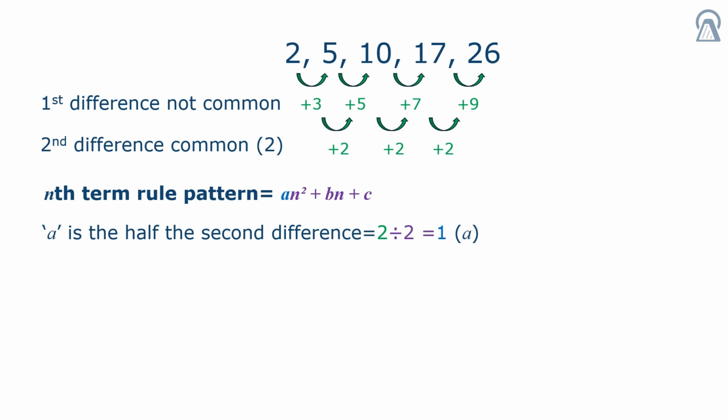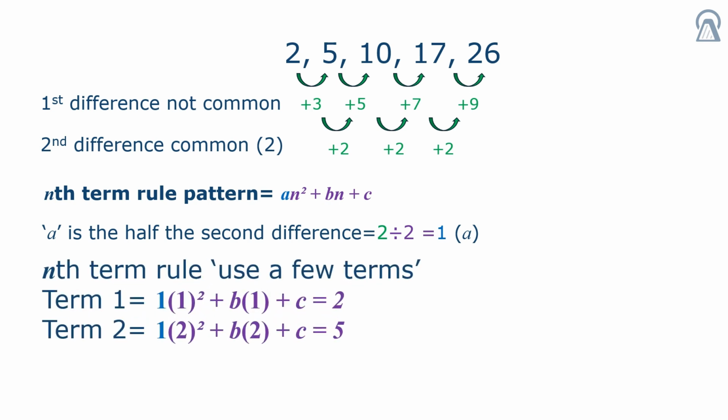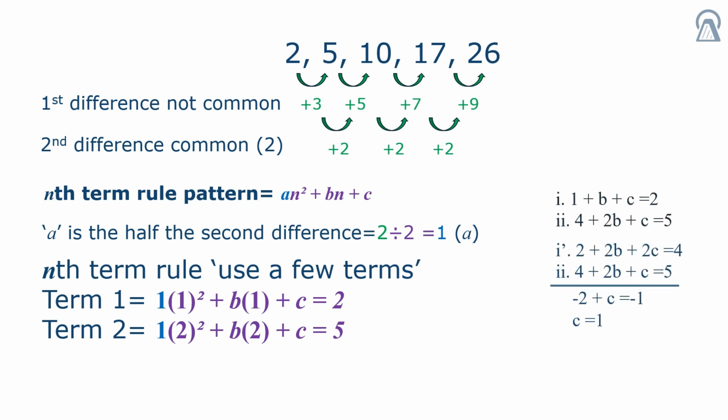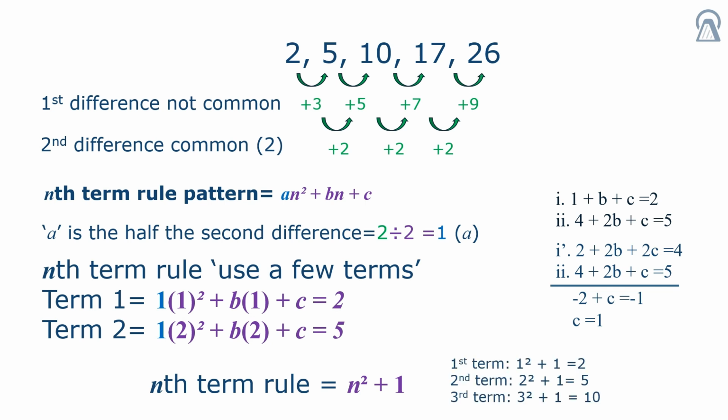And you can then generate simultaneous equations that you can solve to find out what your b or c values are. And that will generate your nth term rule. So the nth term rule for this one is going to end up as n squared plus 1. As always, just test them out with a couple of your terms and make sure that you can make a matching sequence.